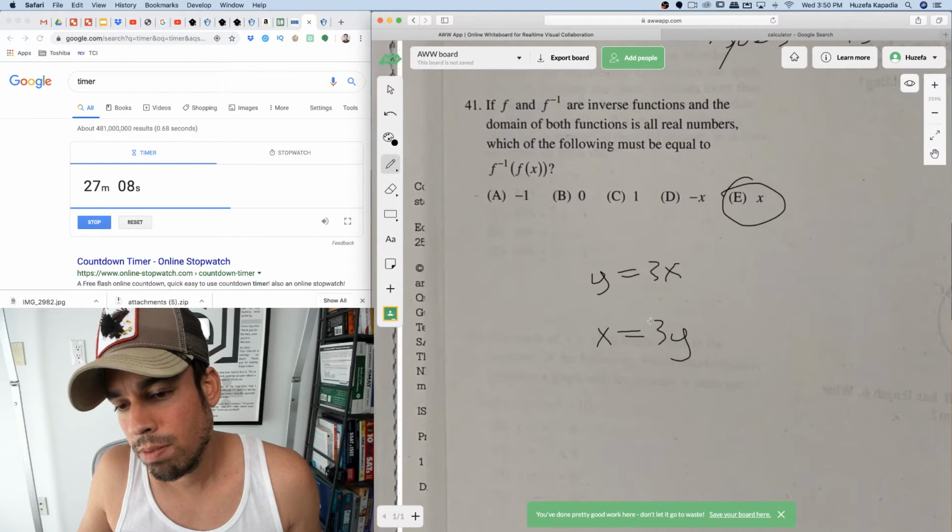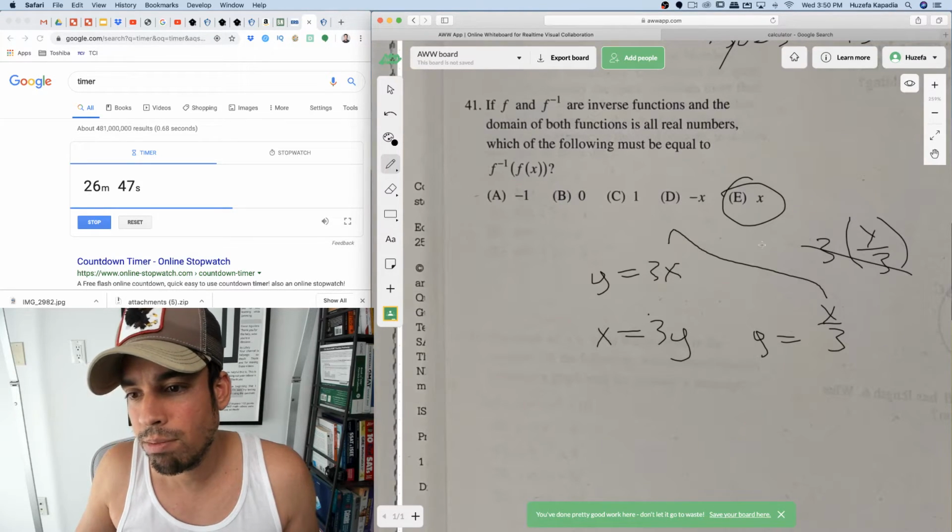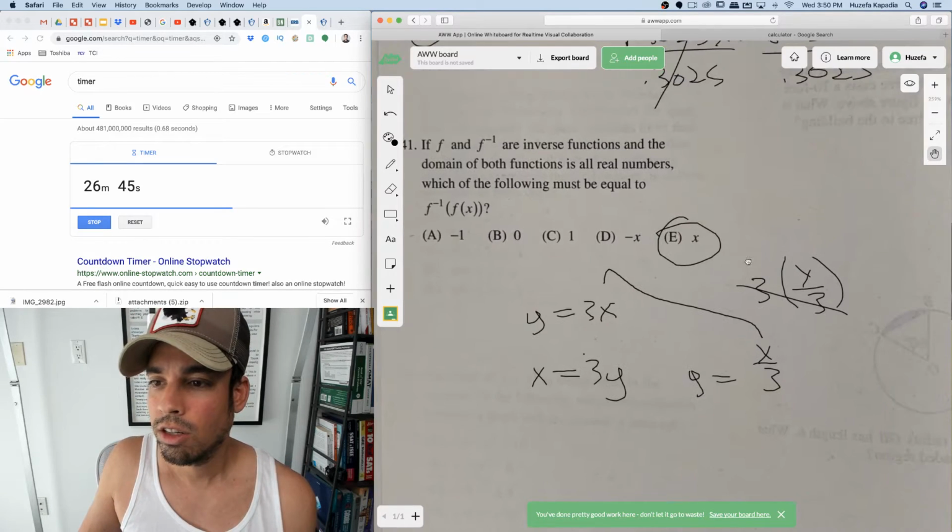And then if I say y, that means y equals x over 3 for the inverse. And then if I plug this in, if I put this in for that, I get 3 times x over 3, and you get x. Yeah, I'm pretty sure it's x. I just can't remember for sure.